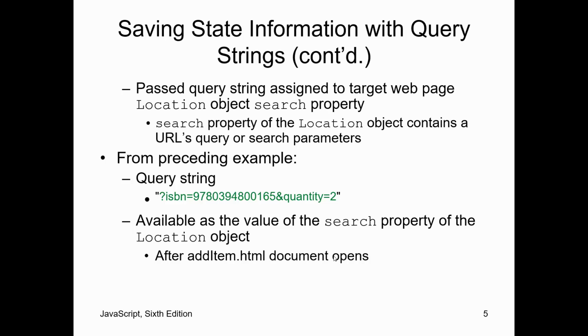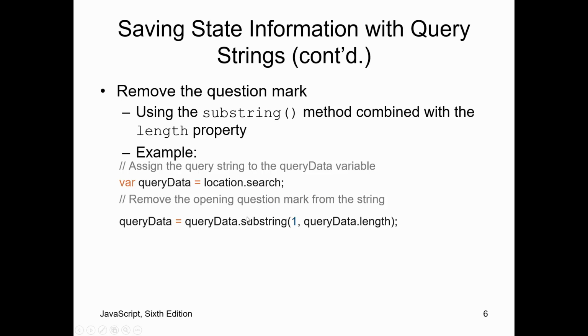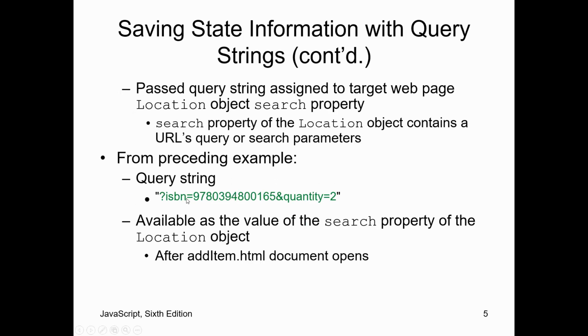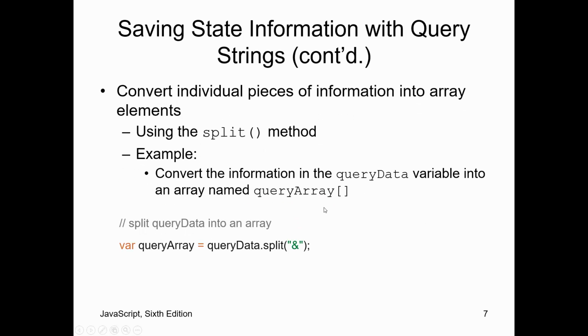As it says, the passed query string is assigned to the target web page location object search property. So the query string is the question mark and what comes after it. All right, so as they say, if you're going to do this programmatically, you can remove the question mark using the substring operator, and you can parse out the key and the value, if you needed to. All right.